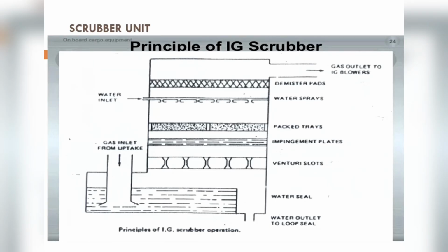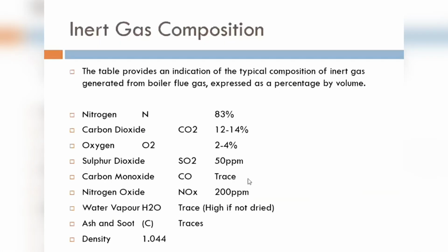But here I'm made by this process only, sir, it was making nitrogen by taking gas from the boiler itself. Okay, these are the contents of IG flue gas that is coming from the boiler uptake. Nitrogen is 83%, carbon dioxide 12 to 14%. These are the contents of inert gas when it is coming from the flue gas.